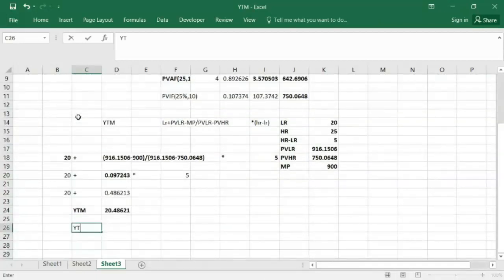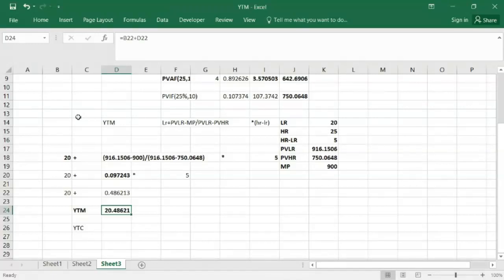Yield to call you can take. It is also similar to this. Instead of the terminal value, there is a small difference in the formula, that's it. We have the formula for calculating the yield to maturity: the present value of the coupon payment plus the present value of terminal value is equal to the market price. Similarly, the market price is equal to coupon payment divided by 1 plus YTM to the power T, plus, instead of terminal value, here the call price is used.